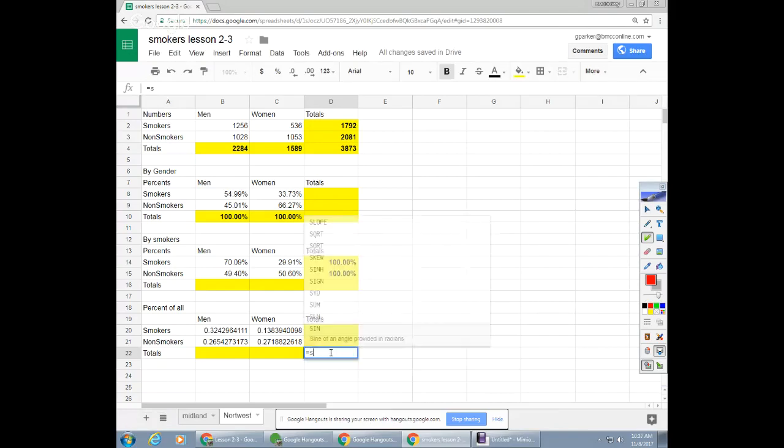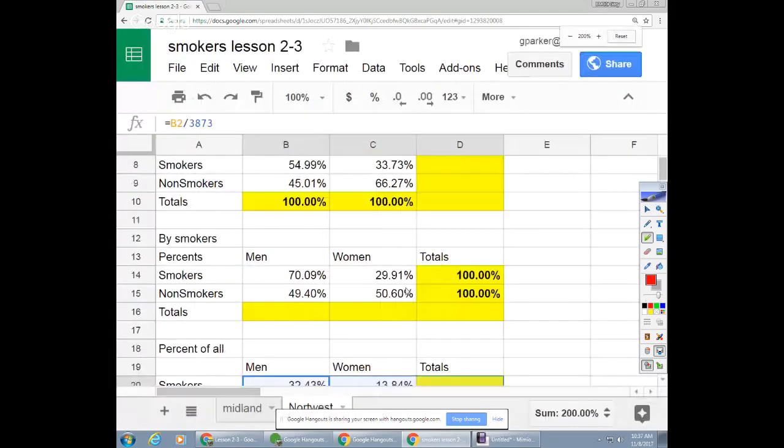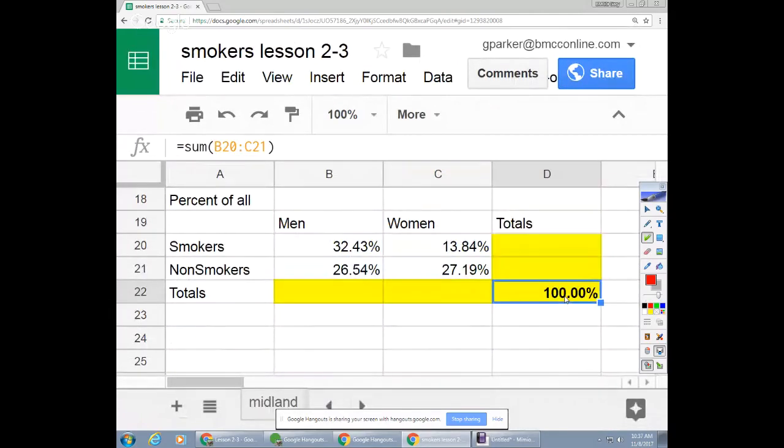And just to double check, if I sum up all of those percentages, it should add up to 100%. Let's zoom back in on that. So I can break it down out of the total student body. I get a whole bunch of different percentages. So percentage of male smokers, that would be 32.43% overall at the school. Percentage of male non-smokers in the whole school, about 27% of the students are non-smoker males.